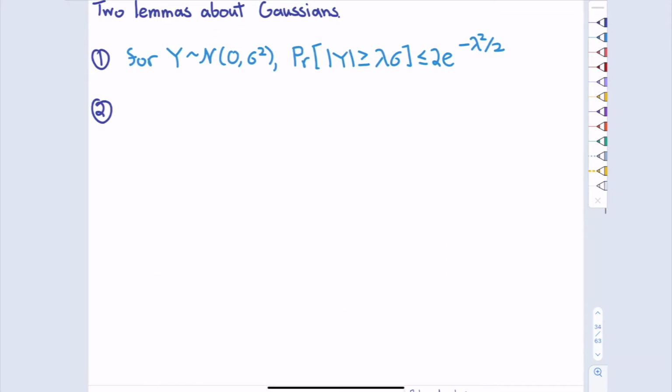All right, so we're going to need two lemmas about Gaussians. You've seen them before, so I won't prove them. Well, I'll explain the second one in a moment. The first one is: if you have a Gaussian with variance sigma squared, what are the odds that the absolute value is at least 100 times the standard deviation, 100 times sigma? That's at most e to the negative 100 squared. Okay, so we've seen that before.